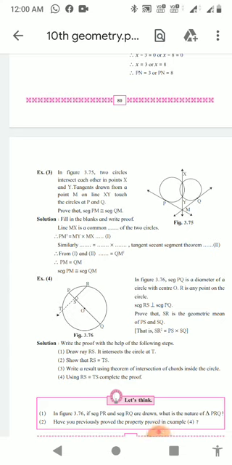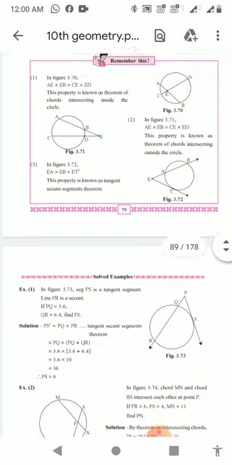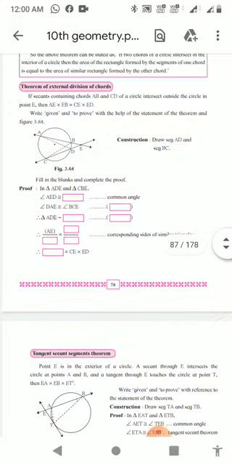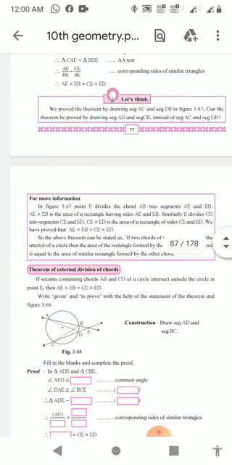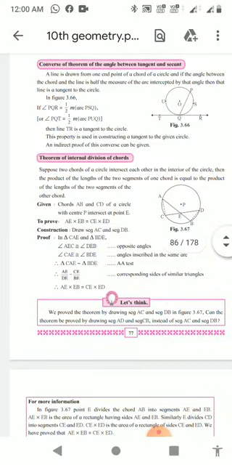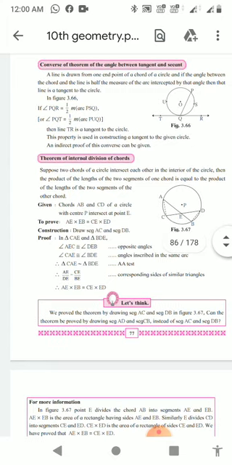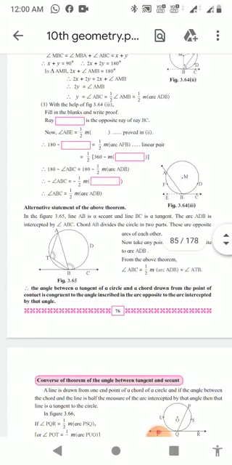We are almost at the end of this chapter, that is Circle, from the 10th standard SSC board. Up to the last lecture, we have seen the theorem of internal division of chords. In the last lecture, we solved practice set 3.4, the last but one practice set of this chapter.